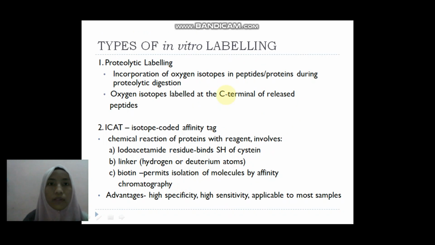Okay, the types of in vitro labeling. You have proteolytic labeling, incorporation of oxygen isotopes, and you have ICAT, isotope coded affinity tag, by using all these reagents. And the advantages are high specificity, high sensitivity, applicable to most samples for ICAT.